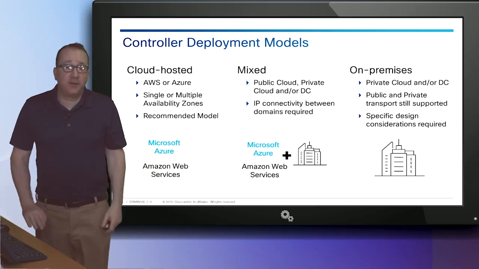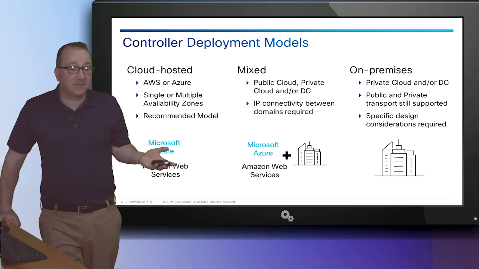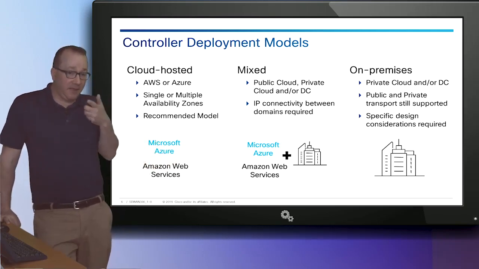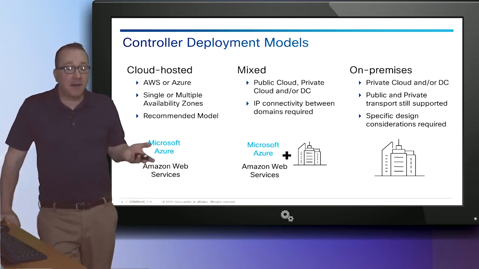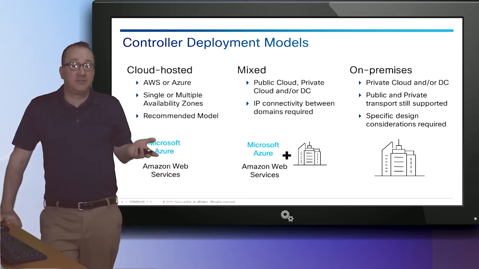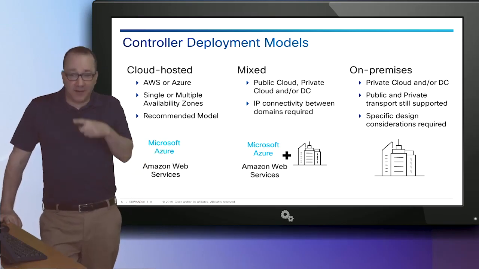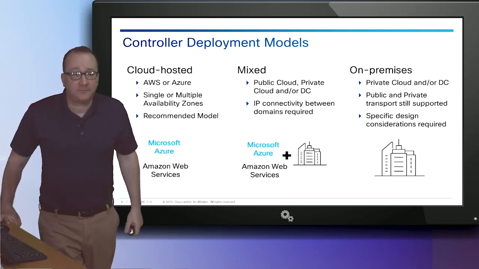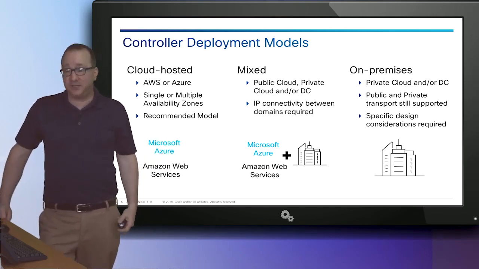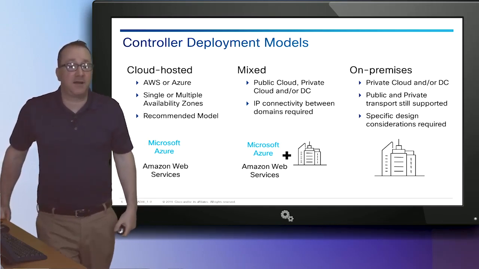Controllers, of course, must be IP reachable from the edge devices and from other controllers. The actual location is technically flexible. The controllers can be hosted entirely in the cloud, in the left column, which is the recommended model. Microsoft Azure and Amazon Web Services are directly supported and integrated into the solution. You can deploy in single or multiple availability zones. You can deploy controllers entirely on-premise, that right column over there. You can use public and private transport networks, but you must consider some specific design issues, which we'll talk about in the coming sections. And we can also do a mix of the two deployment models.